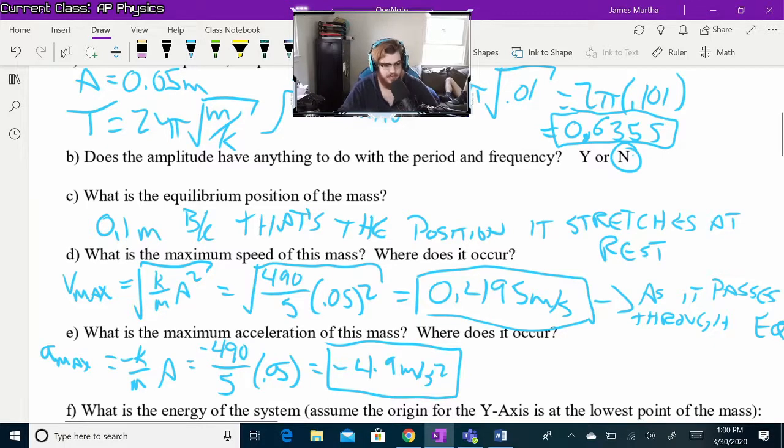Now, the thing is, when does this happen, right? That's our next point. Well, this happens at the positive and the negative amplitude. And that's it. At positive and negative amplitude positions. That's when we generally find our maximum acceleration.